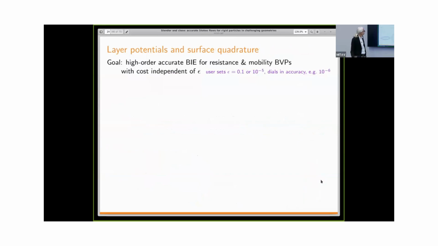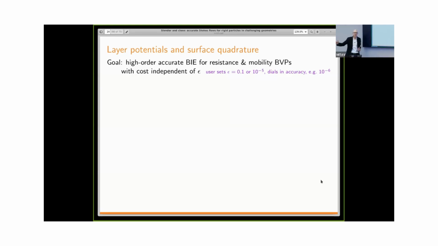So that's the motivation: to replace it with a high order accurate boundary integral method that doesn't increase its cost as epsilon goes to 0, as you shrink the radius. So the user can dial in 0.1 or 10 to the minus 5, and then say completely independently, oh, I would like 3 digits or 6 digits on that.